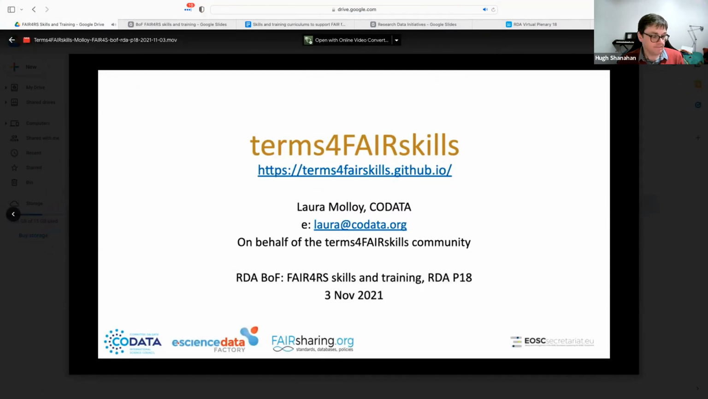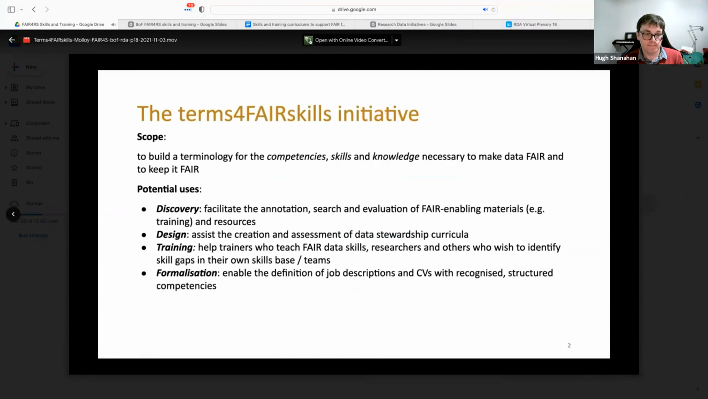Now, I'd like to just very quickly share why and how we built the terminology and what we were thinking about as we went forward with development. So the scope for the Terms for Fair Skills initiative was to build a terminology for the competences, skills, and knowledge necessary to make data fair and to keep it fair.